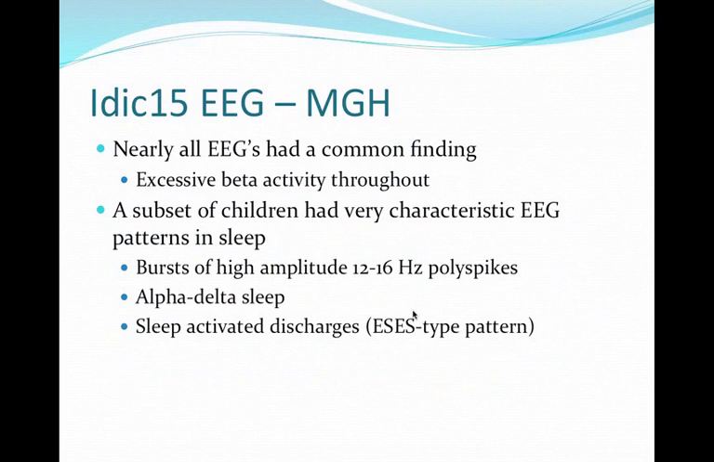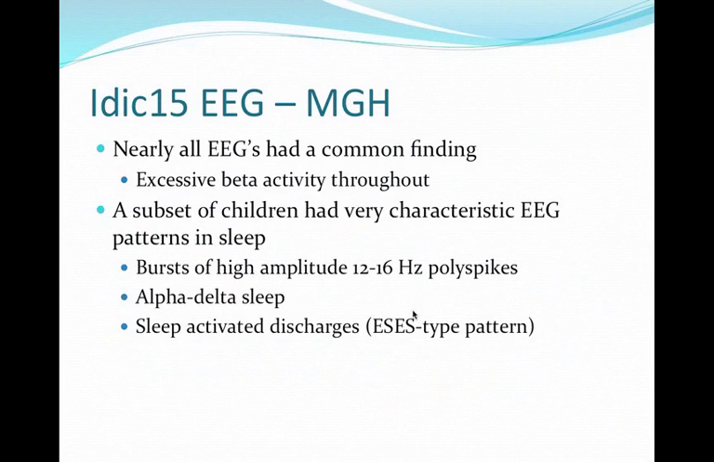The other thing is that subset of kids that have the really tough EEGs with the tonic seizures and the spasms, they have these three patterns in sleep that we've been noticing that we're going to write about. These bursts of really high amplitude 12 to 16 hertz polyspikes, some alpha delta sleep, and sleep activated discharges. So the alpha delta I don't actually have a picture of, but what it is, delta is slow and alpha is more like a regular speed. So delta's like 2 to 3 bumps per second, and alpha's like 8 to 12 bumps per second.